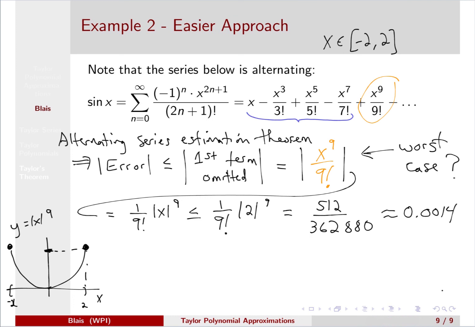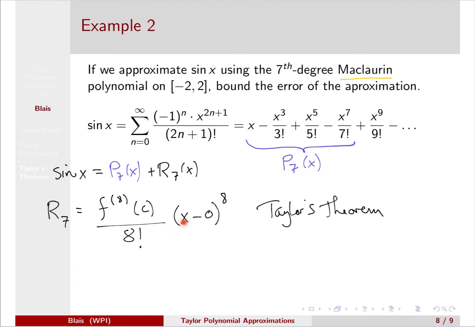The thing to really keep in mind about this approach is that it's easier than using Taylor's theorem because the c term does not appear. You can just look at that first term you leave out, which means you only have to deal with x. Further, if you note in this question, if we had used Taylor's theorem, it would have us using a term with 8 factorial.